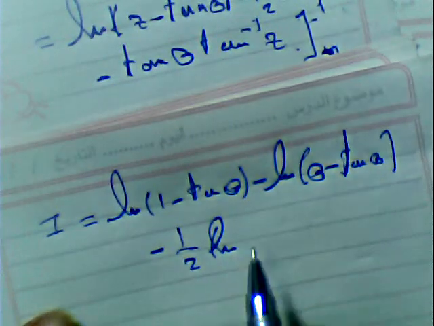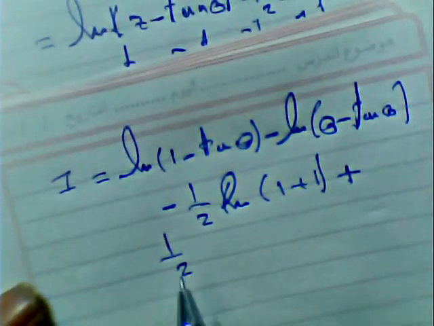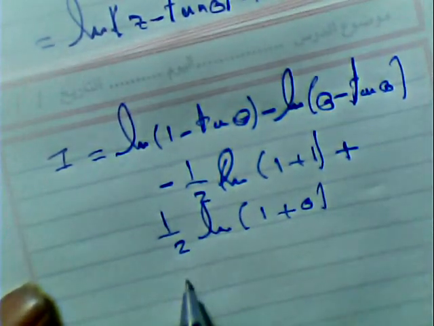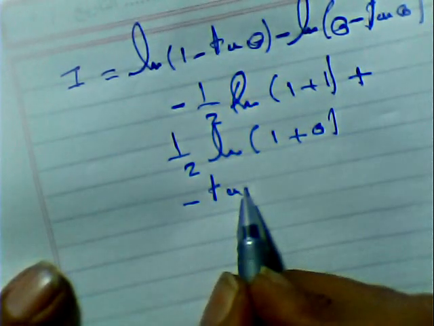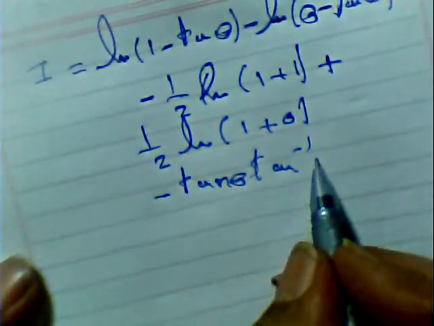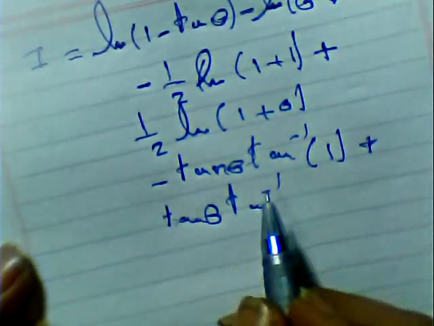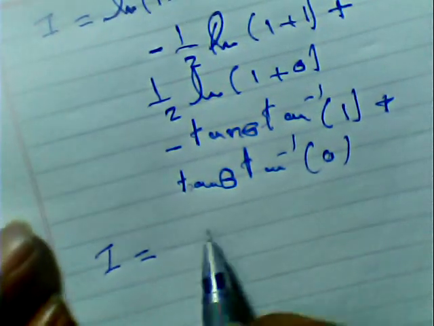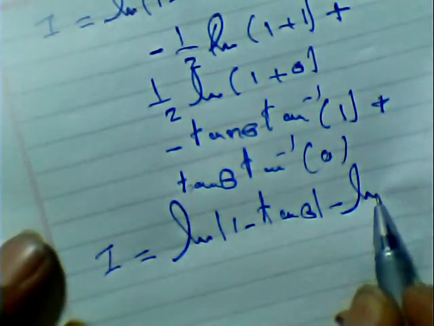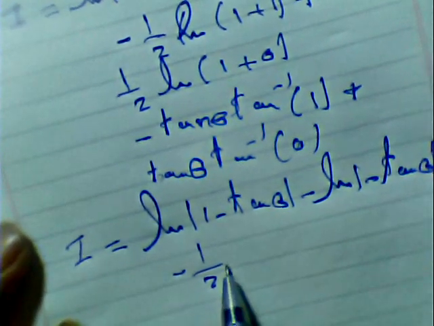ln of 1 plus 1 plus 1 over 2 ln of 1 plus 0 minus tan theta tan inverse of 1 plus tan theta tan inverse of 0. Then the integral equals ln of 1 minus tan theta minus ln of tan theta, minus tan theta times pi over 4, minus half ln 2.